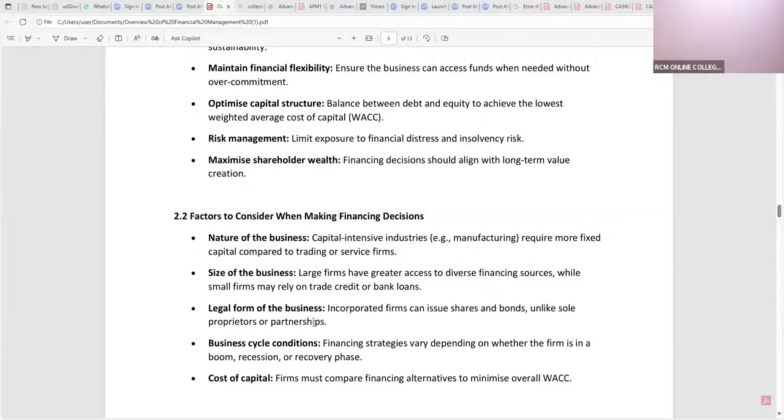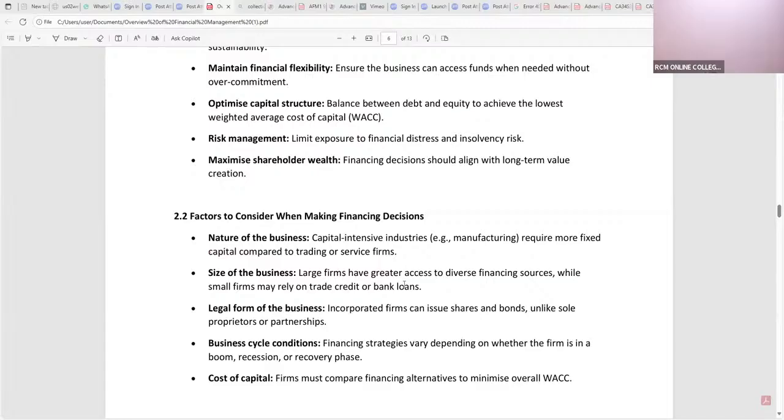Then we have business cycle conditions. Financing strategies vary depending on whether the firm is in boom, recession, or recovery. So ladies and gentlemen, for example, during COVID-19, early 2020, banks could not give organizations loans. Of course, that was a recessionary period. When it's recessionary, you are left with no option other than calling the owners of the business, and telling them, hey, now you must give us equity. So the business cycle conditions, ladies and gentlemen, are very, very important.